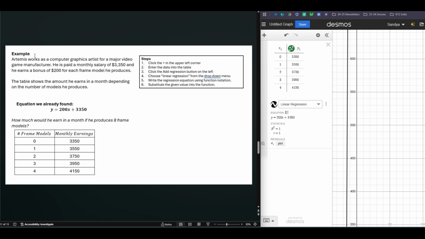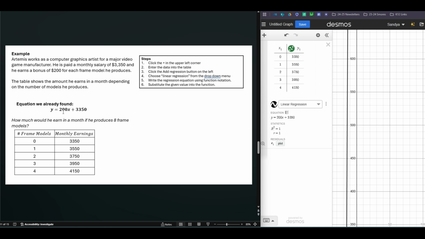Well, let's look at this previous example that we just finished working on. We were talking about Artemis's monthly earnings, and remember the equation we found was y equals 200x plus 3350. Well, what if it asks us how much would he earn in a month if he produces 8 frame models? So remember, our frame models was our input value. That was our value of x. So what I need to figure out is, what is this equal to when x is 8?